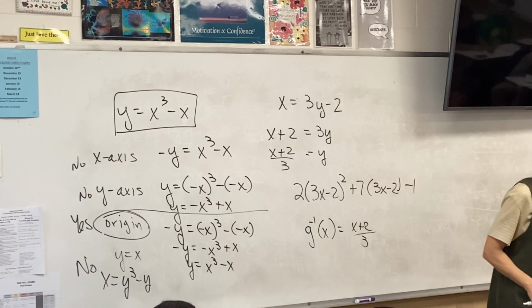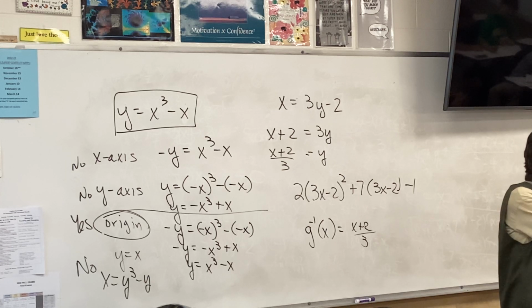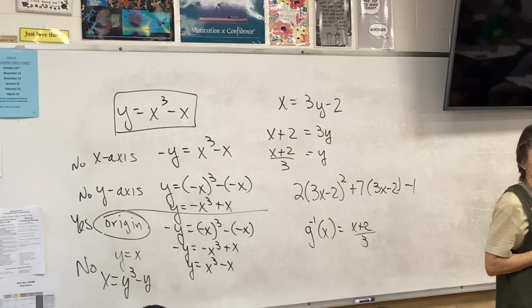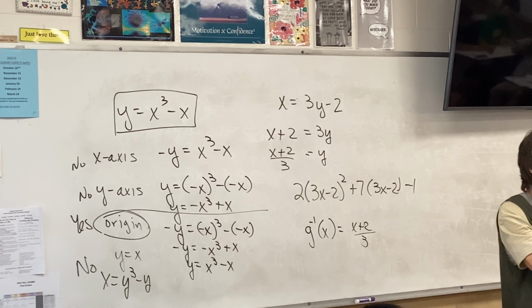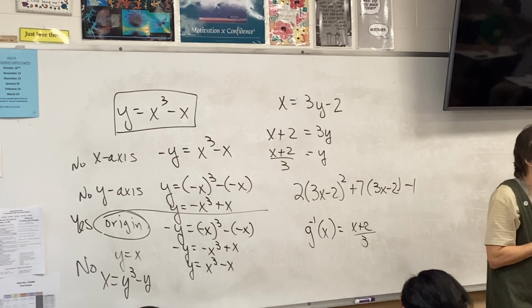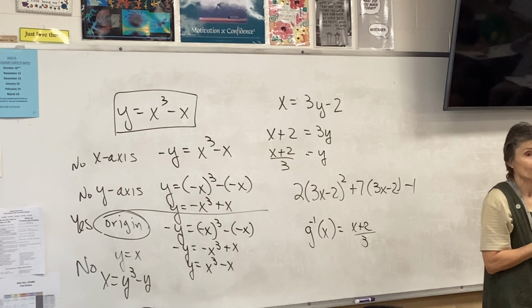What do we call that? When something has symmetry with respect to the origin, it is called what kind of a function? Odd. Remember you have odd and even? Odd has this symmetry, odd origin. And then what's the even one? Even is when it has symmetry with respect to the y-axis.